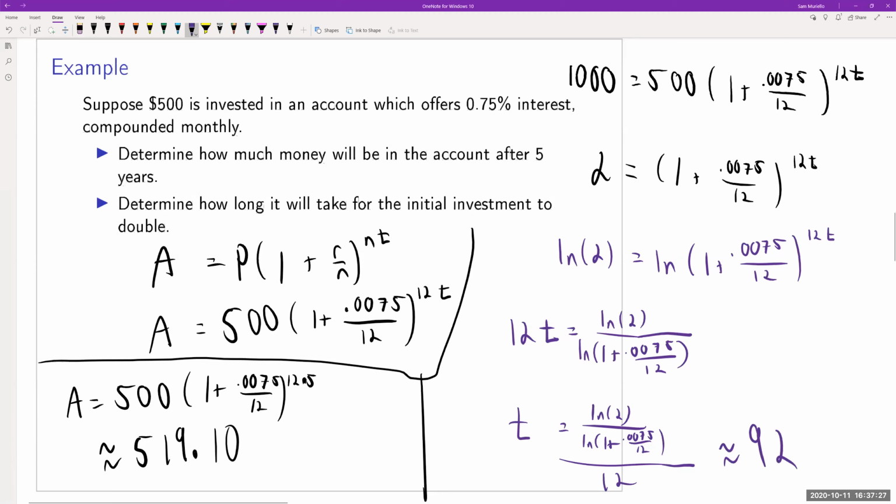So we can answer each of these questions. How much money will be in the account after 5 years? We will have about $519.10, and it will take 92 years for a $500 investment to double at only 0.75% interest.